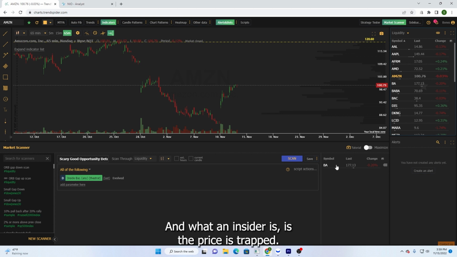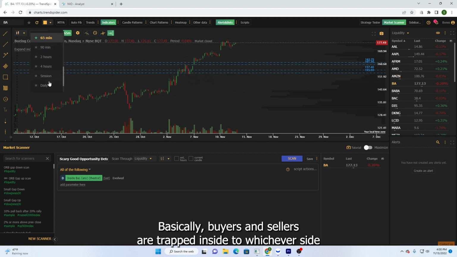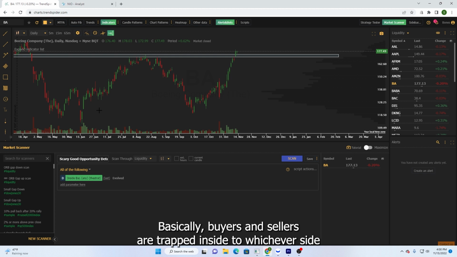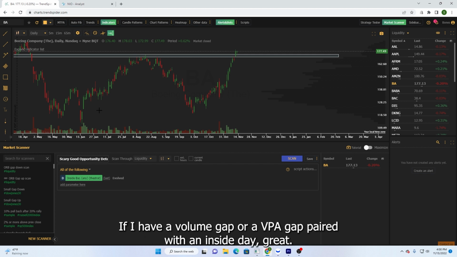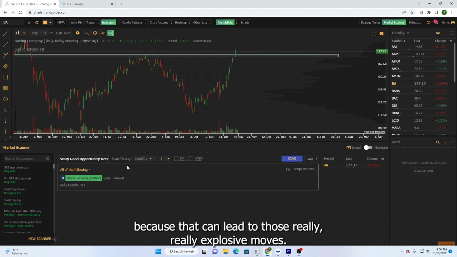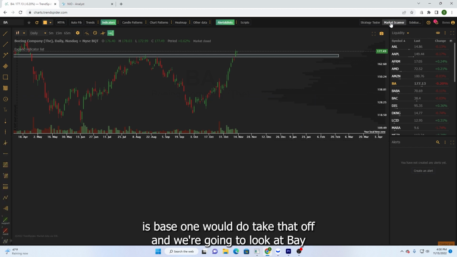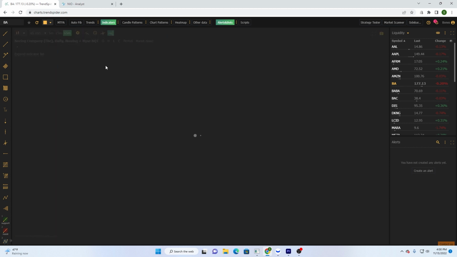And what an inside day is, the price is trapped. Basically, buyers and sellers are trapped inside. So whichever side we're able to break to usually can lead to a big move. If I have a volume gap or a VPA gap paired with an inside day, great. That's the number one thing I'm looking for, because that can lead to those really, really explosive moves. So the only thing that pops up here for me is BA. So what I'm going to do, take that off, and we're going to look at BA.